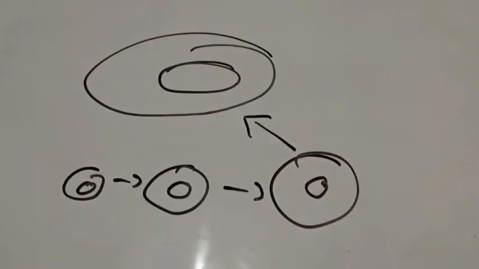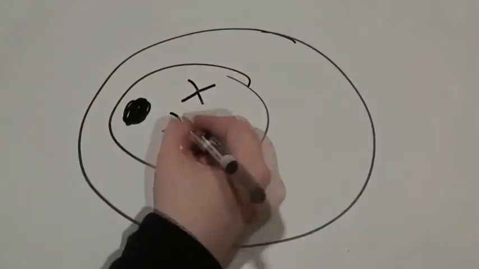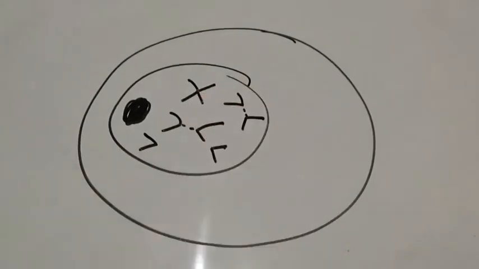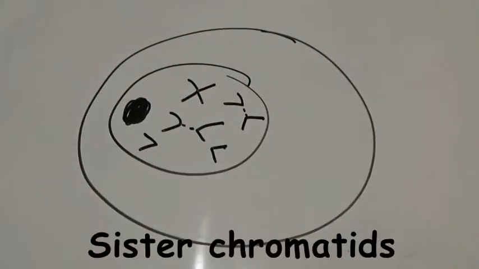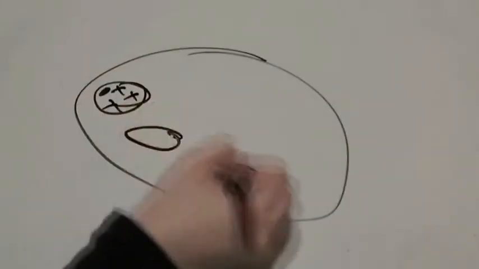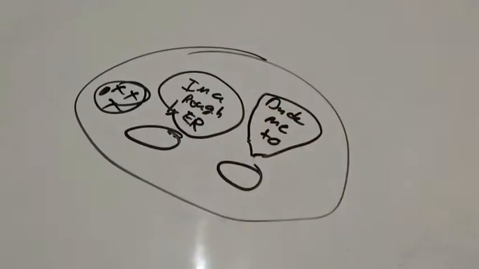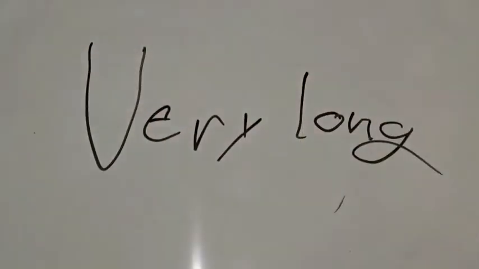In the G1 phase, our cell begins to grow, and it does protein synthesis. In the S phase, we find that our chromosomes are replicating. In the G2 phase, we find that all of our organelles are replicating. It's very long, I know.